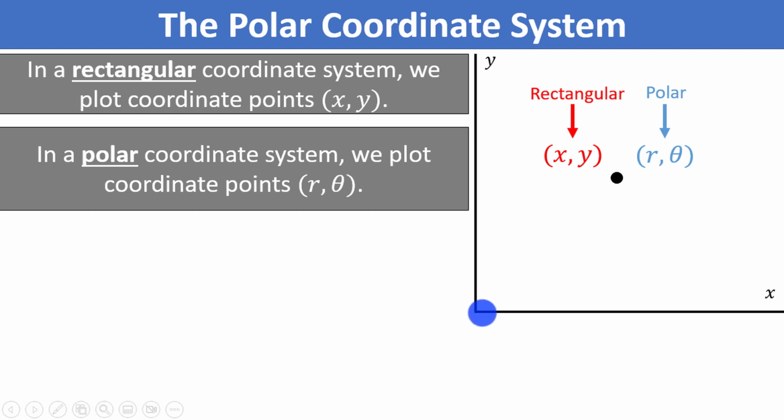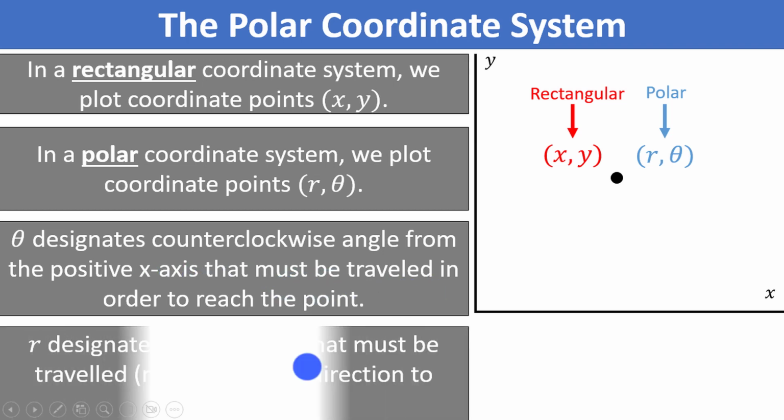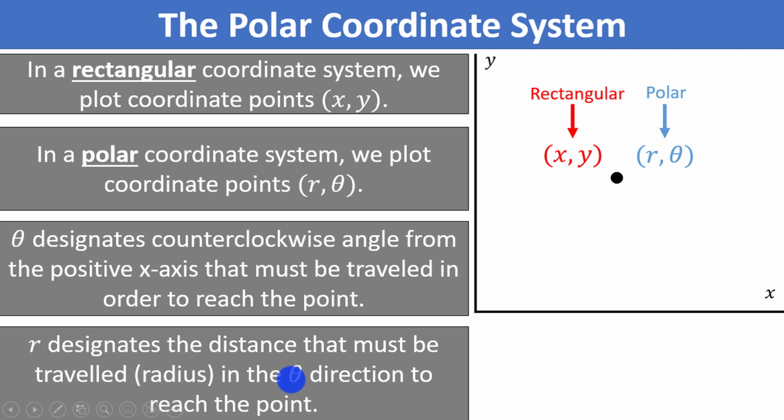So summarizing what I've been talking about, theta is going to designate the counterclockwise angle from the positive x-axis that must be traveled in order to reach the point. R is going to designate the distance that must be traveled in the theta direction to reach that point.